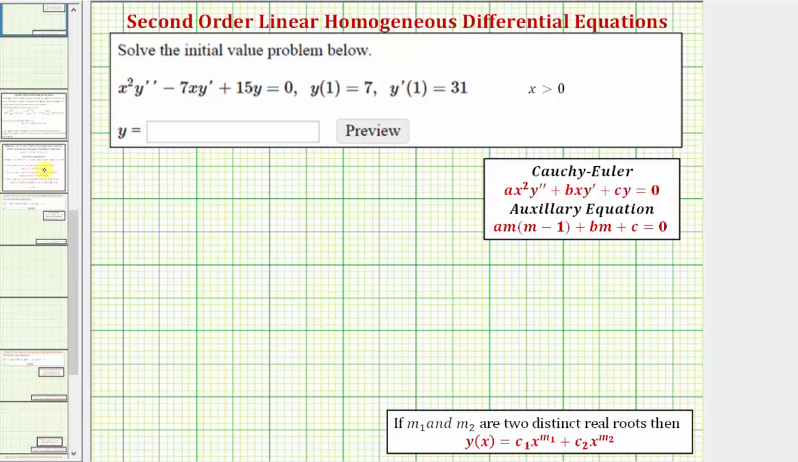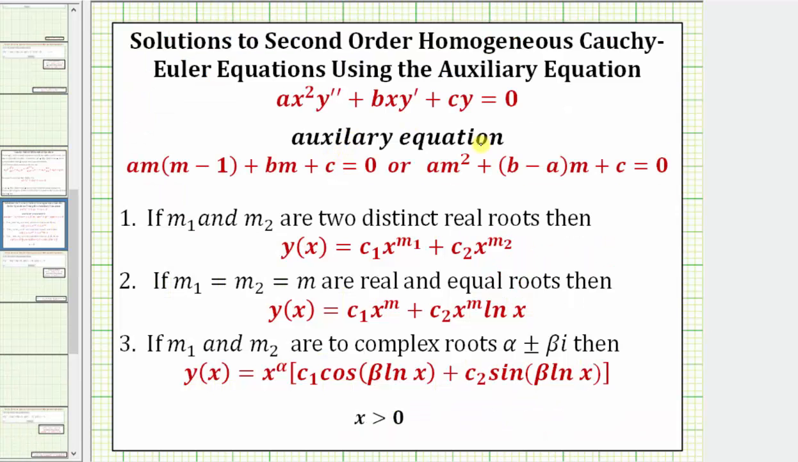We can solve a Cauchy-Euler differential equation using what's called an auxiliary equation, which is often expressed in one of these two forms here. We'll be using this form of the auxiliary equation. The solutions to this equation help us determine the general solution of the differential equation, where if the auxiliary equation has two distinct real roots, this is the form of the general solution. If it has two real equal roots, this is the form of the general solution. And if it has two complex roots in the form of alpha plus or minus beta i, then the general solution is in this form. In each case, we assume x is greater than 0.